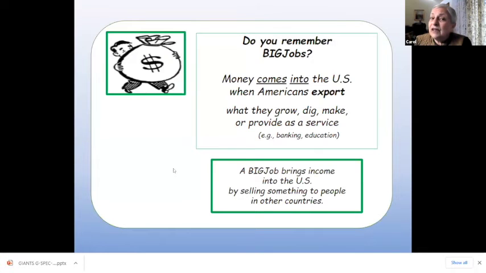This brings us back to the idea of big jobs. We kind of, I think, appreciated that it's nice that Michigan sells things to other parts of the world or to other states. But let's just look at selling things to other parts of the world. For example, even China. It's nice when we export because that brings money into Michigan, into the US. Because if we sell to China, they have to pay us.